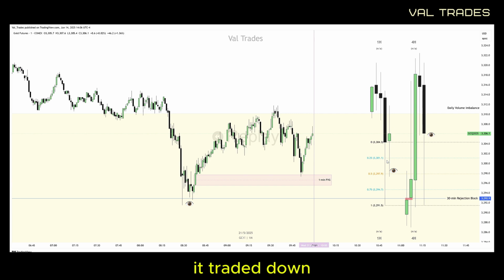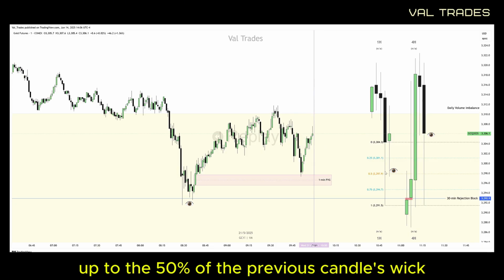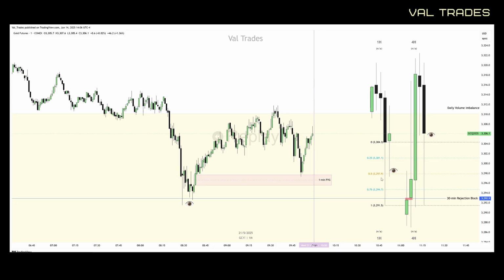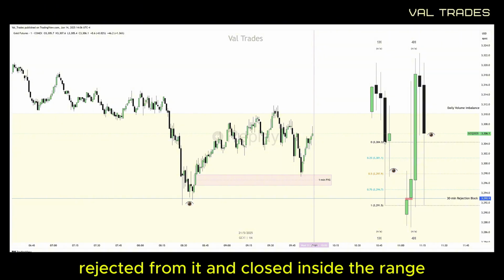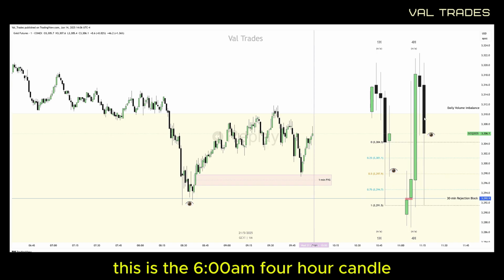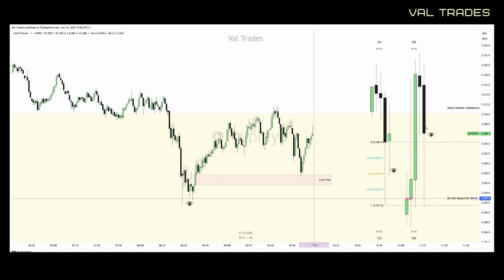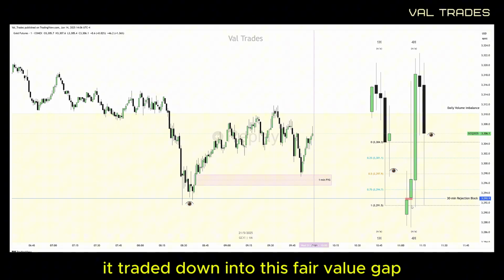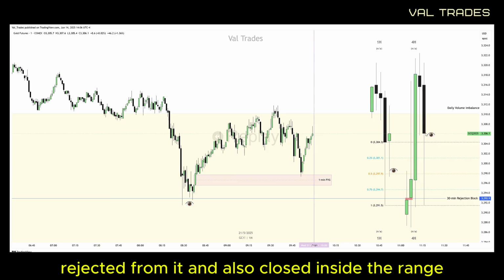It traded down up to the 50% of the previous candle's wick, rejected from it and closed inside the range. That's a clear bullish sign to me. This is the 6 a.m. 4-hour candle. It traded down into this fair value gap, rejected from it, and also closed inside the range.